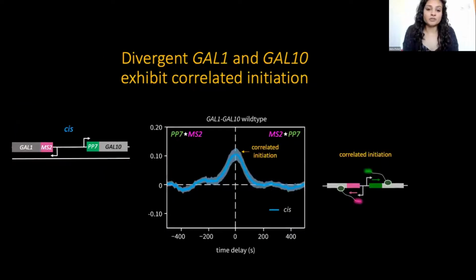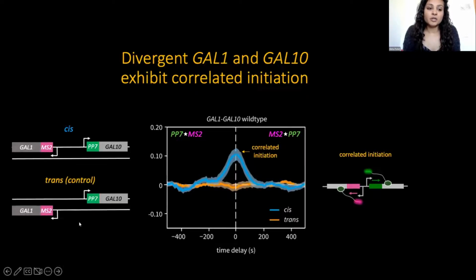So when we compute the cross-correlation functions for the divergent genes, we observe a peak at time delay 0, and this indicates that these two genes transcribe or initiate simultaneously. And this correlation decays to 0 around -100 and +100 seconds. And we know that this is the time it takes for these two genes to transcribe. So these divergent GAL genes, when they're next to each other, initiate and transcribe simultaneously.